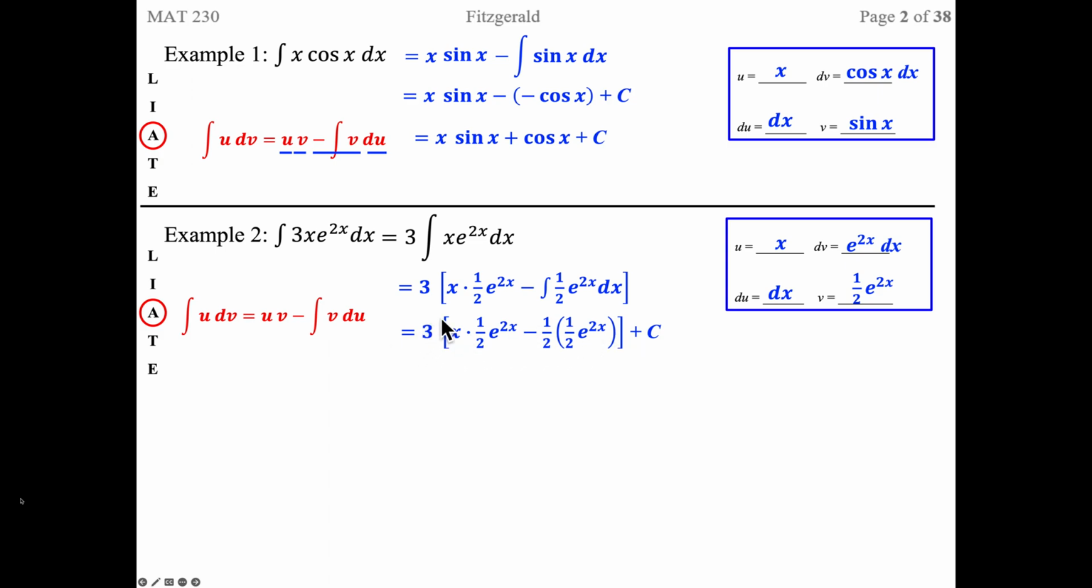So 3 distributed in will give us 3x over 2 e to the 2x minus 3 over 4 e to the 2x, or 3/4, with your plus c.